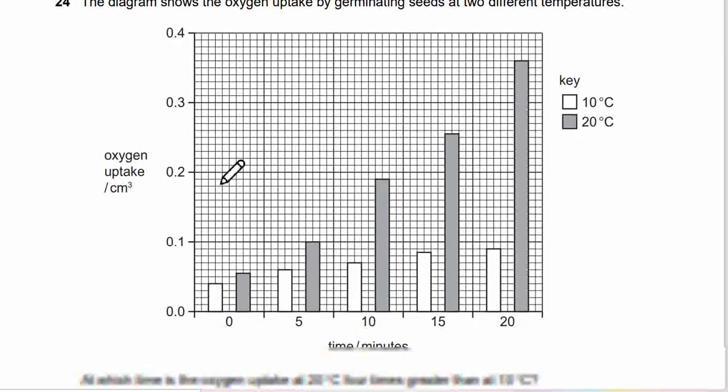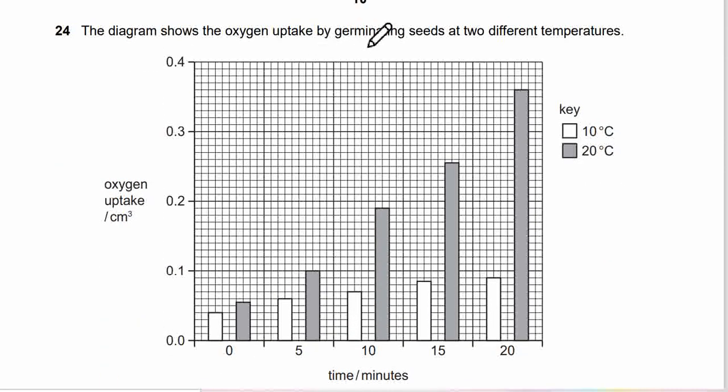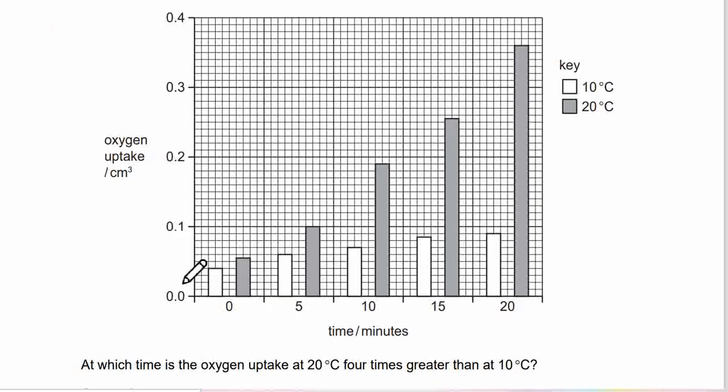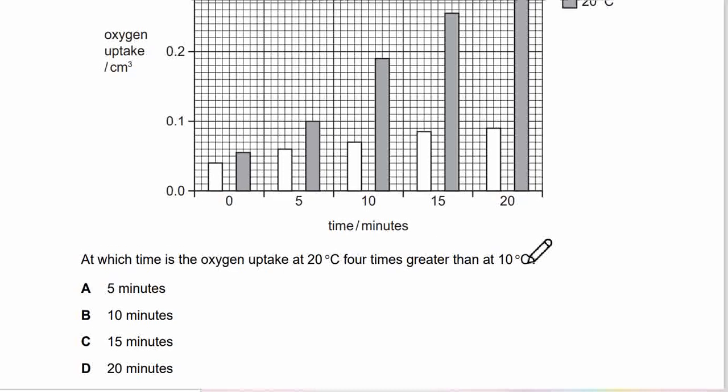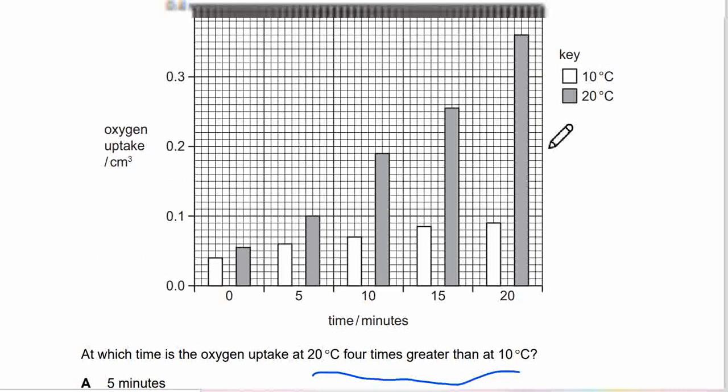Question 24, the diagram shows the oxygen uptake by germinating seeds at two different temperatures. White is 10 degrees Celsius, while black is 20 degrees Celsius. Oxygen uptake here is in centimeter cube. Question, at which time is the oxygen uptake at 20 degrees Celsius 4 times greater than at 10 degrees Celsius?